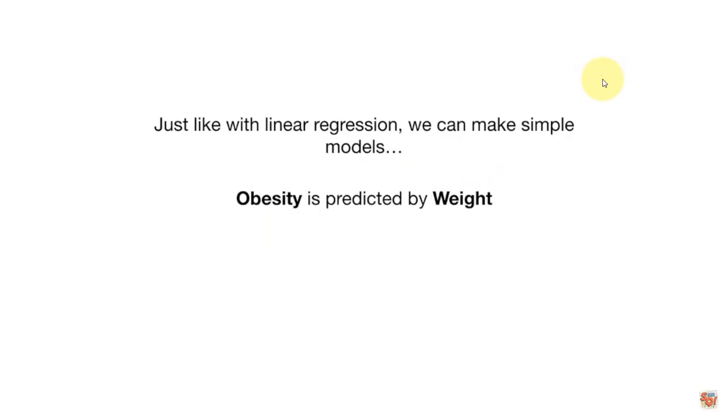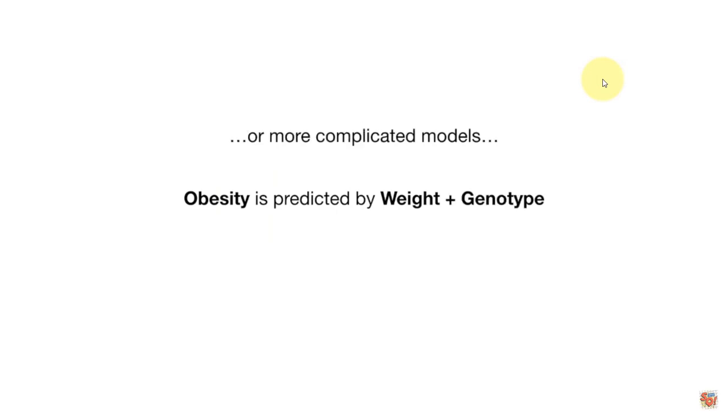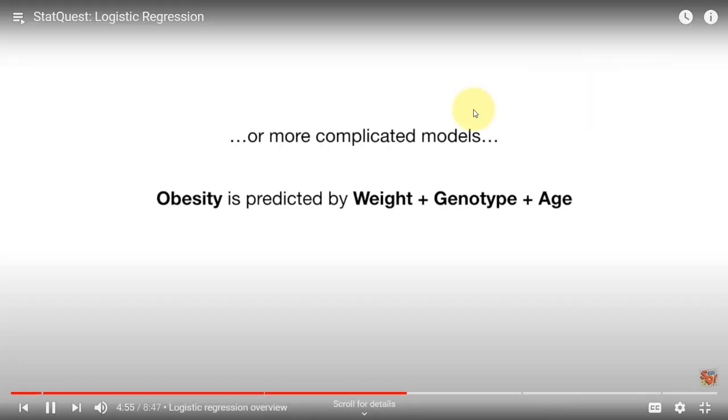Just like with linear regression, we can make simple models. In this case, we can have obesity predicted by weight, or more complicated models. In this case, obesity is predicted by weight and genotype. In this case, obesity is predicted by weight and genotype and age. So what he's saying is that for logistic regression, you can have more than one input variable.